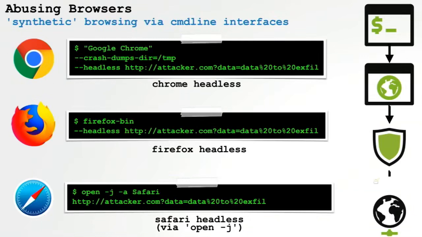An even better way to generically bypass all firewalls is to abuse the browser's command line interfaces. All the major browsers now support synthetic browsing via the command line. Really doesn't get easier than this. Again, the firewall will see these connections, but will allow them as it really just appears like it's the user's default browser browsing to some endpoint, which is what browsers do.